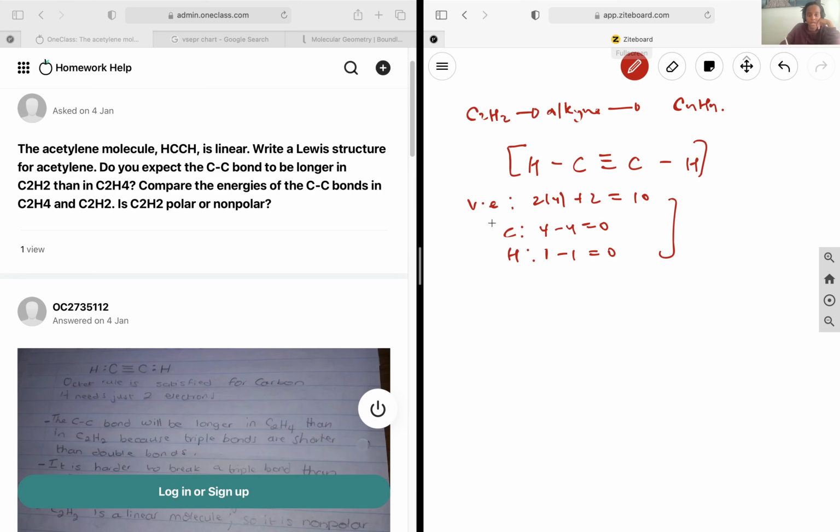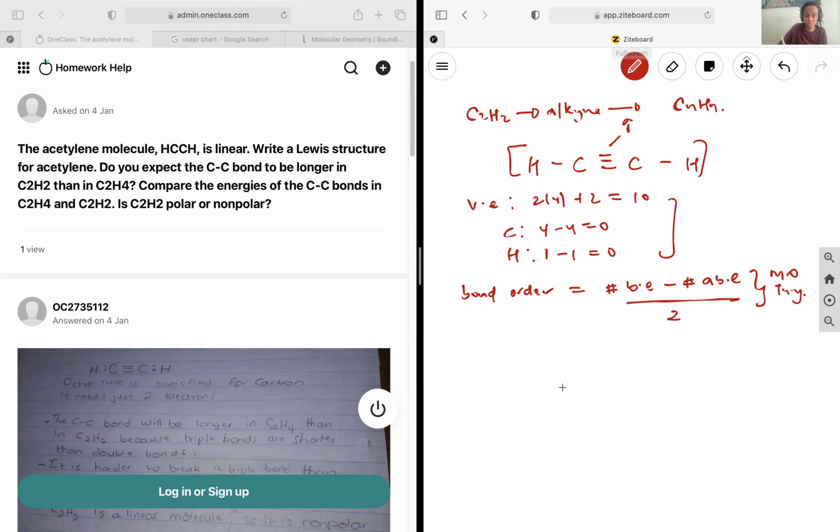Next up, we are asked whether the CC bond will be longer in C2H2 than C2H4. And so we need to talk about what dictates how long a bond is. And that actually goes back to the concept of the bond order, which is going to be the number of bonding electrons minus the number of the anti-bonding electrons over 2, and this is involved in MO theory. But in organic chemistry, we can quickly see here that it forms a triple bond, and so the bond order is going to be a high bond order.